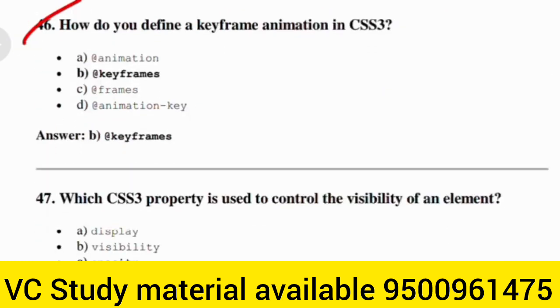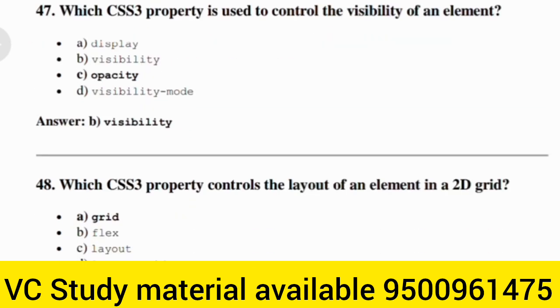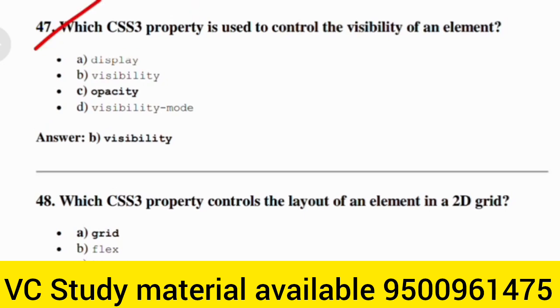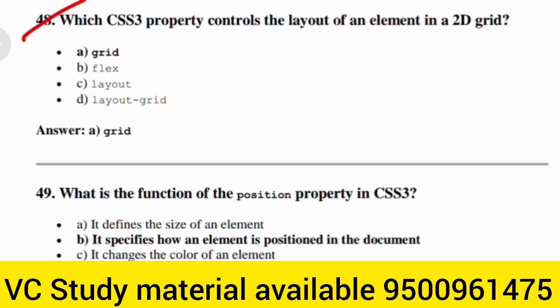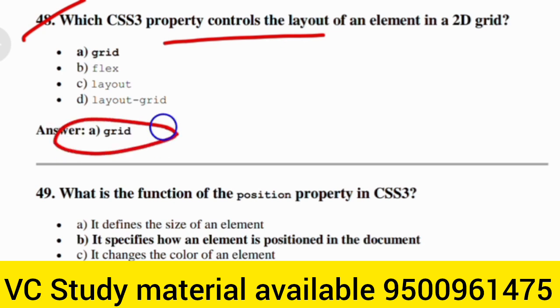How do you define a keyframe animation in CSS3? @keyframes. Which CSS3 property is used to control the visibility of an element? Visibility. Which CSS3 property controls the layout of an element in a 2D grid? Grid.